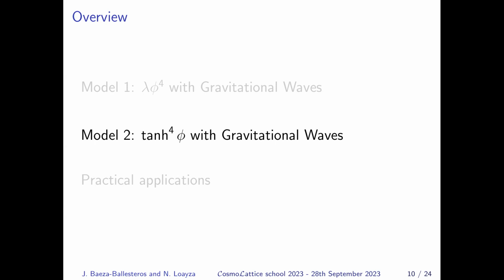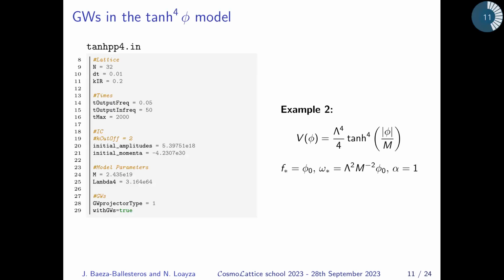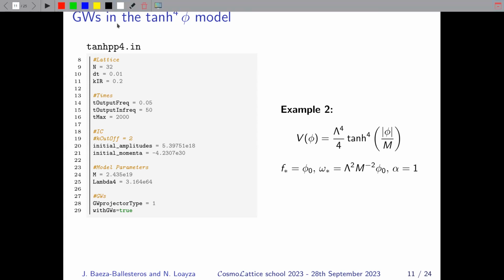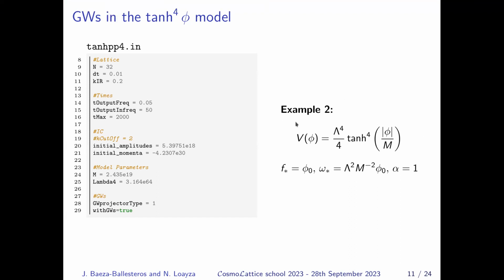So the next thing I wanted to cover today was the models you treated yesterday with Nico, the hyperbolic tangent models. Since it's been a bit more time than I was expecting, I'm just going to briefly comment about this first case. So the model you were working with yesterday was this hyperbolic tangent to the fourth power. And I'm pretty sure this should be a 2 rather than a 4. No, this is fine. So this was the model you were seeing yesterday with Nico.